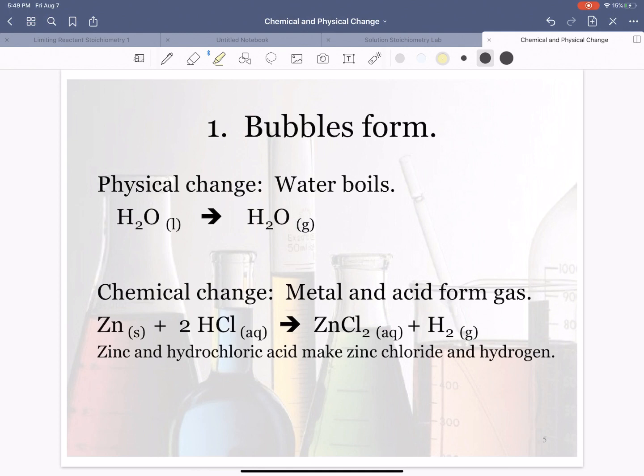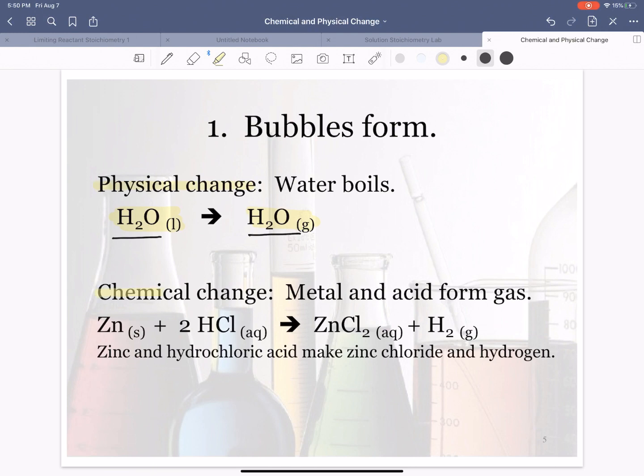For the first one, bubbles form. You know that if you add heat to water, if you put a pot on the stove and heat it up, the water vaporizes, it becomes a gas. But what you have before, H2O, and what you have after, H2O, the smallest unit is the same. So that makes a physical change.